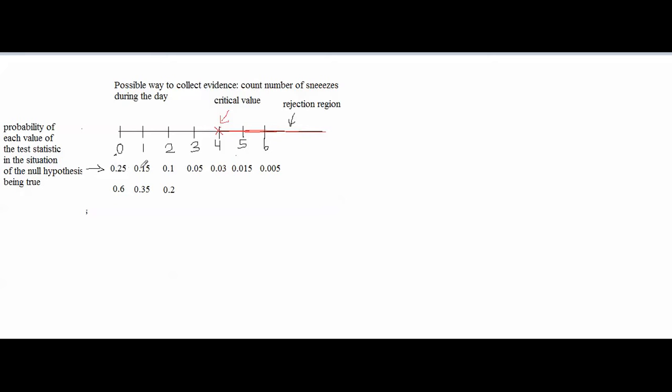Each of these numbers here is the probability of one specific outcome happening in the situation of the null hypothesis being true. But when you add a bunch of the probabilities together, what you get is the probability of getting an outcome inside a certain range on the number line in the situation of the null hypothesis being true. So we combined all of the probabilities for 1 and above to get 0.35.